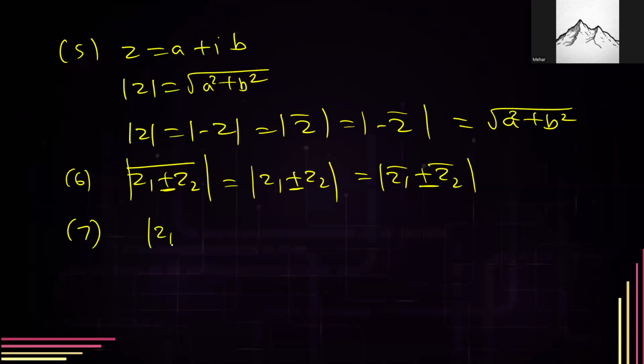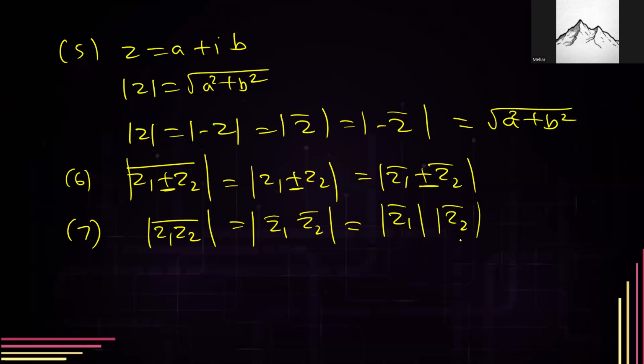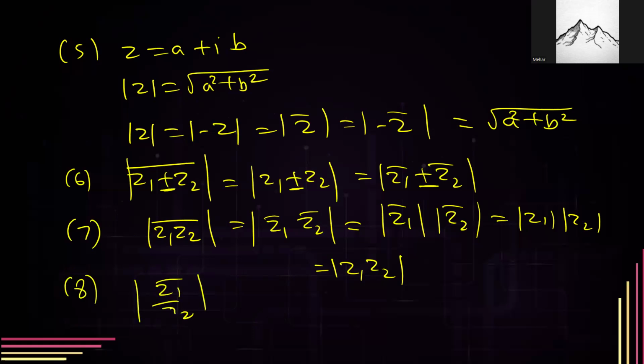And if I write mod of Z1, Z2 conjugate, this is the same as mod of Z1 conjugate into Z2 conjugate. And you can also write mod of Z1 conjugate into mod of Z2 conjugate. You can split like this in modulus, and that is the same as mod Z1 into mod Z2 or mod of Z1, Z2. So whether you write mod Z1, Z2 or mod of Z1, Z2 conjugate, it is the same. Similarly, you divide them, take the conjugate and mod of that. That would be equal to mod of Z1 by Z2 itself.